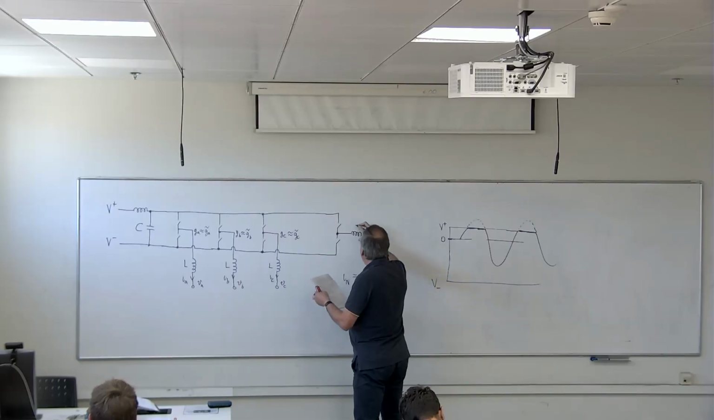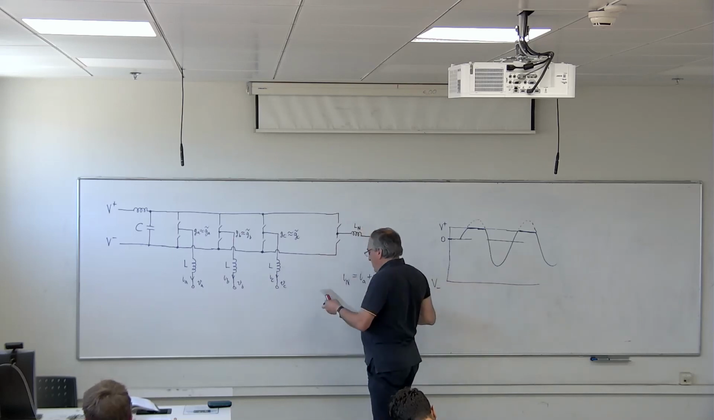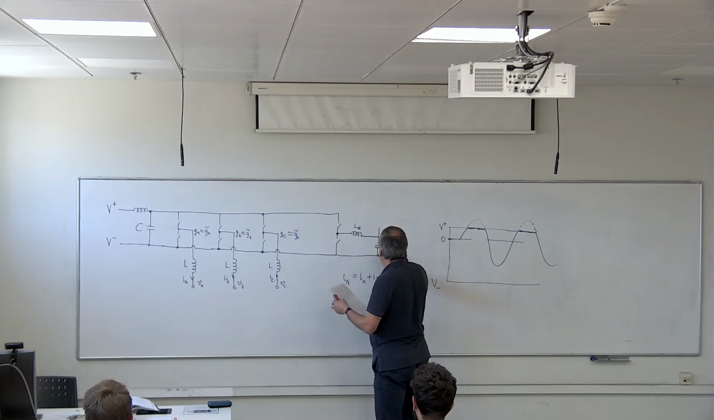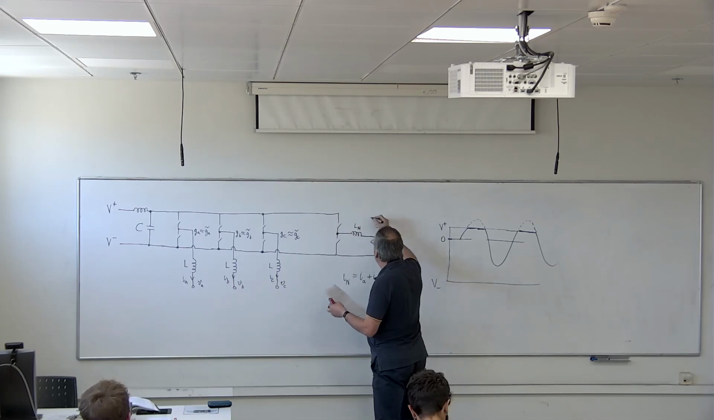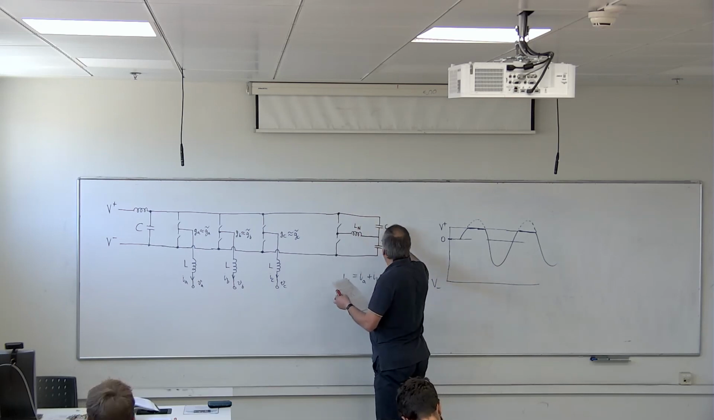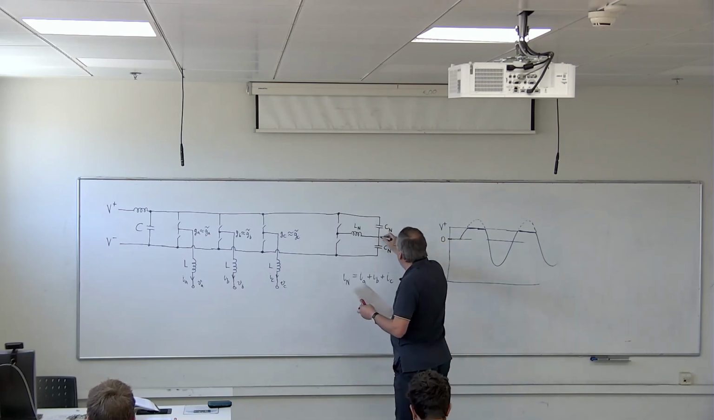With a neutral inductor. So this is the counterpart of this. And then you also have capacitors here. And this would be now your neutral line.